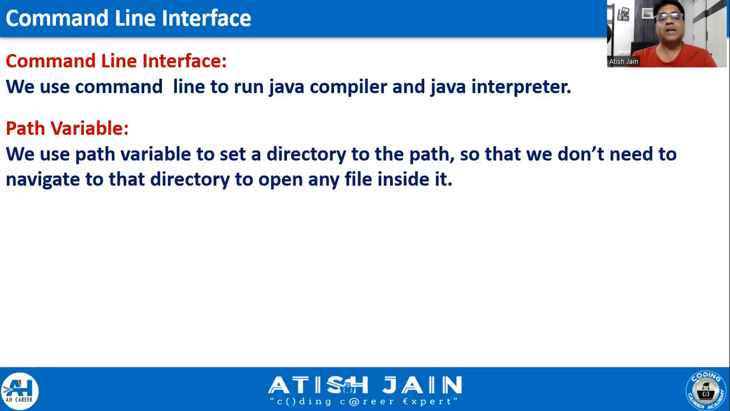So your Java compiler is available somewhere in the installation directory. You should be in a position to open that file from anywhere. You should be in a position to compile the Java program from anywhere. That's what we said. We use path variable to set a directory to the path so that we don't need to navigate to the directory to open any file inside. It means you need not go to that particular directory to open that.